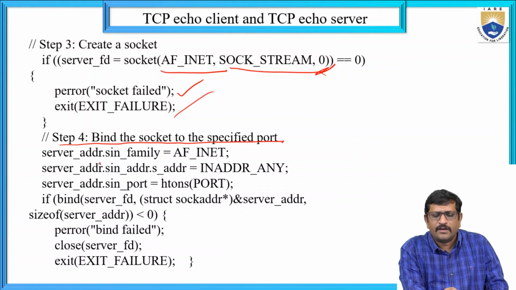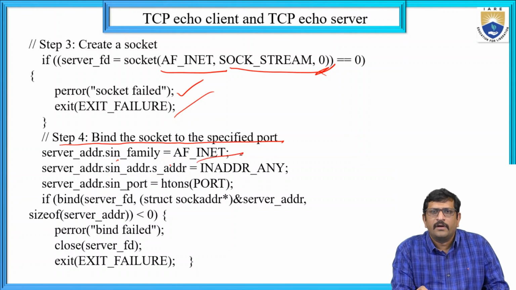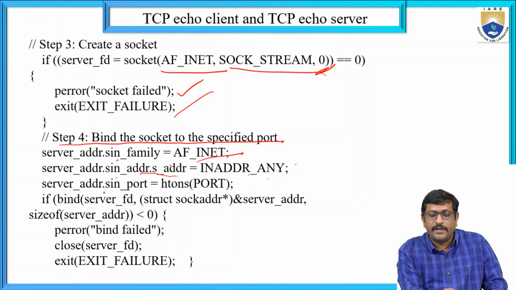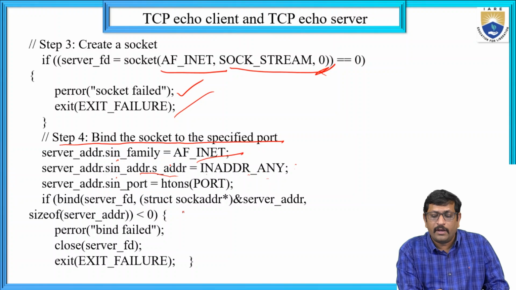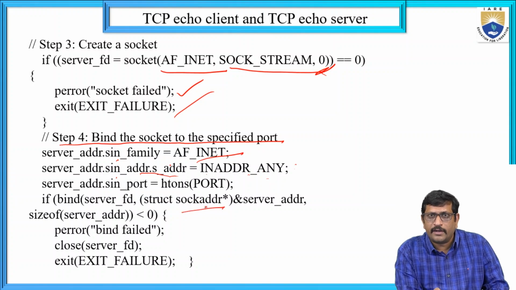That means the server address sin_family is AF_INET, and the server address sin_addr is INADDR_ANY. Then the server address sin_port is set with htons of the port. We are binding based on the server socket address and the port number.